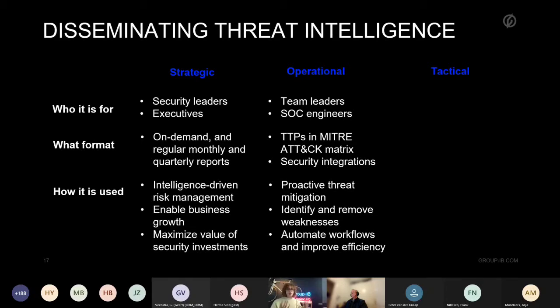There are also security integrations. You want to be integrating this into your workflows, into your other platforms to improve efficiency. And you want to be, as I said, using this information about how they attack to identify and remove your own weaknesses.